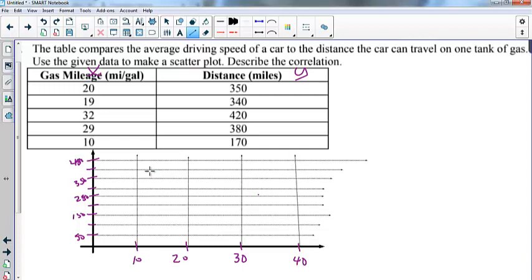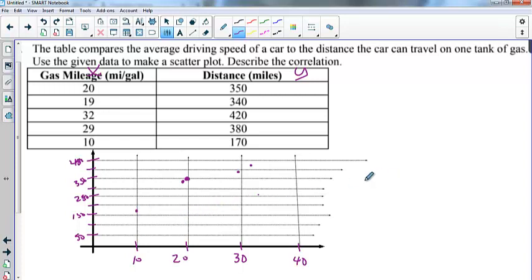Okay, so the first one is at 20, 350. So I'm going to go over to 20, up to 350. There's my point. Next one is at 19, 340. So a little less and a little less. Next one's at 32, 420. So a little more than 32, about halfway between 400 and 450. Next one's 29, 380. So a little less than 30 and a little under that 400 mark. And finally 10, 170. So 10 and about here.